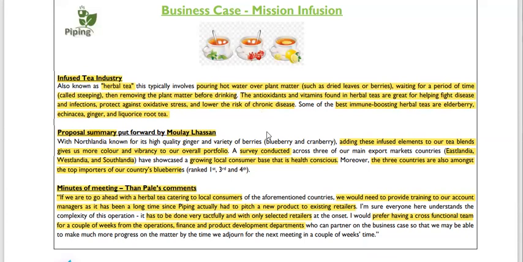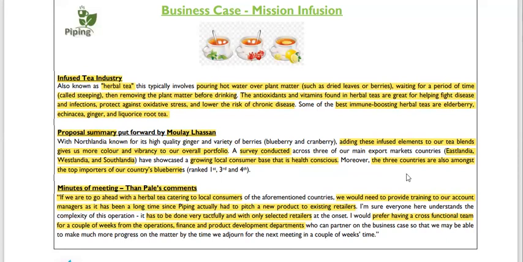Provided by Mole: adding these infused elements to our tea blends gives us more color and vibrancy to our overall portfolio. So this is an additional type of tea category or product category which we are adding to our existing product portfolio. A survey conducted across 3 of our main export market countries, such as Eastlandia, Westlandia, and Southlandia, has showcased a growing local consumer base that is health conscious. So our foreign markets are becoming health conscious according to a survey.